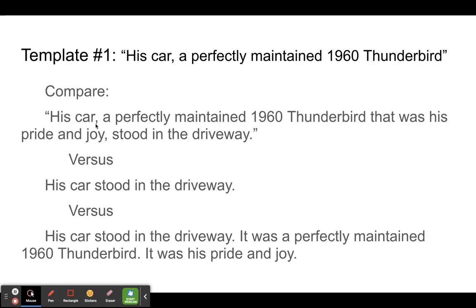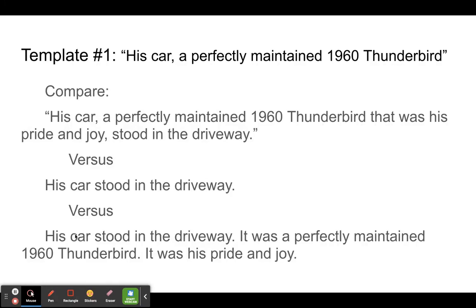We've got these two commas here, and these are called parenthetical commas, where you can insert an entire phrase in between these commas and then go back to exactly where you were in the sentence. The main structure of the sentence is "his car stood in the driveway," but by using those commas, we can add in lots of detail about what that car is like.